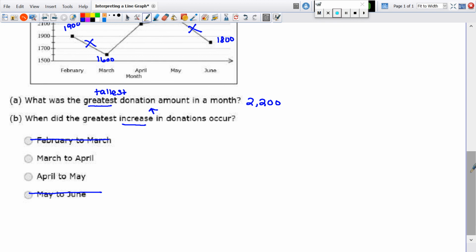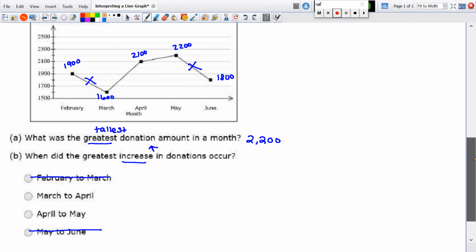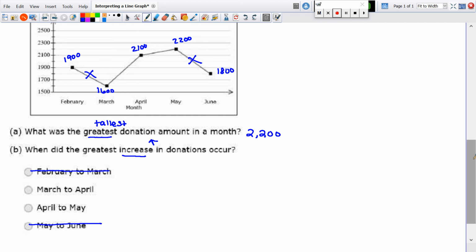So now you want to see which one, if it's greatest, it's going to be the steepest one going up. And it looks like it's going to be between March and April. But if you're not real sure about that, you can find the difference between those 2 months. So from 1,600 to 2,100 went up $500. And from April to May, from 2,100 to 2,200, it went up $100. So when I said that March to April, because it looks steeper, is the greatest amount, that actually numerically was correct. The greatest increase.